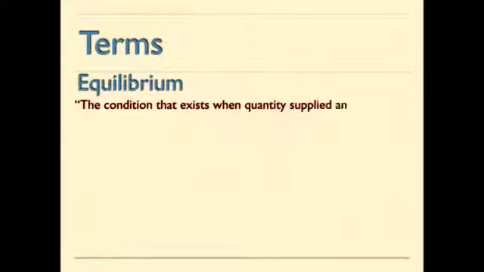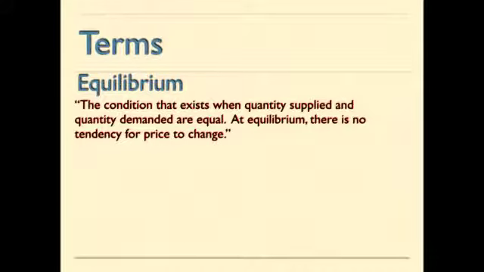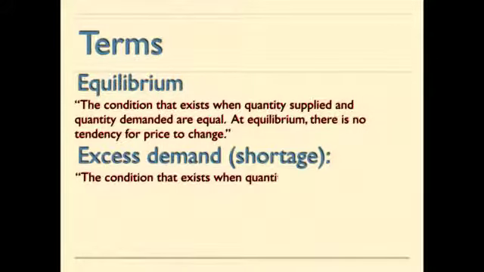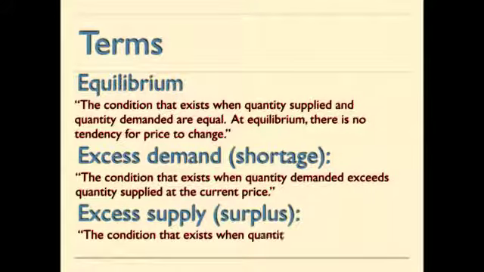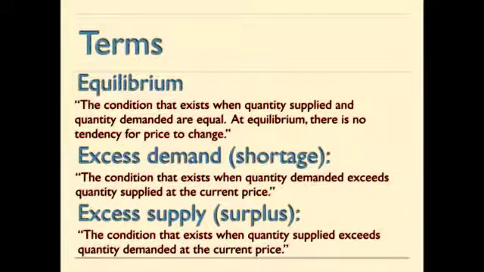As always, we need to have a few terms straight in our heads before we move forward. We need to know exactly what an equilibrium is, and an equilibrium is the condition that exists when quantity supplied and quantity demanded are equal. At equilibrium, there is no tendency for price to change. So remember that. Equilibrium is where, at a particular price, the quantity demanded and quantity supplied are equal to one another. And when we reach an equilibrium, there's no tendency for price to change.